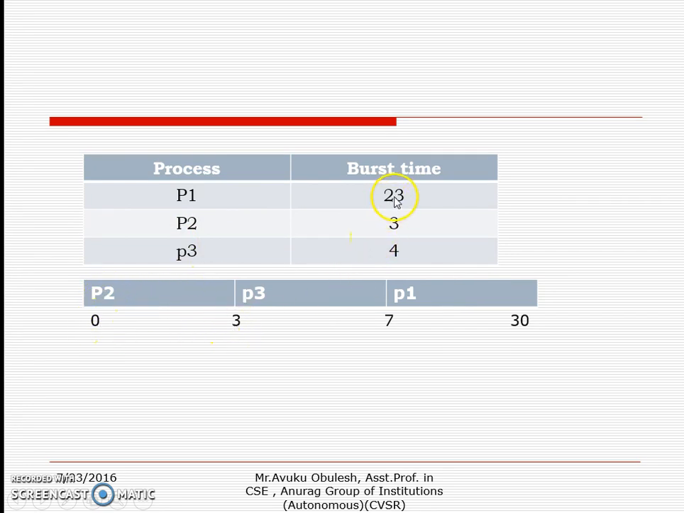After that, the next minimum is 4, that is P3. P3 starts execution from 3 to 7 milliseconds. After completion of P2 and P3, the next available process is P1. So P1's burst time is 23. Here P1 will be executed from the 7th millisecond to the 30th millisecond. This is a scenario of how the processes will be executed using shortest job first.